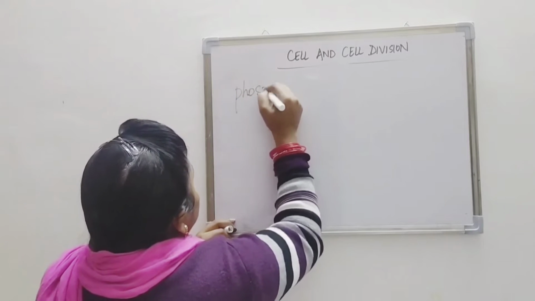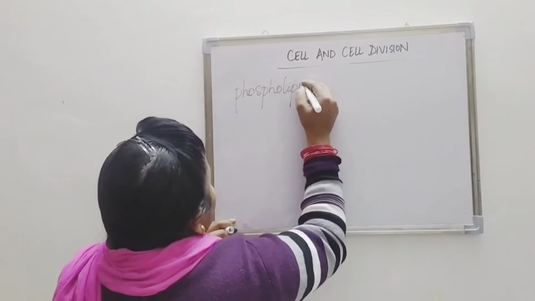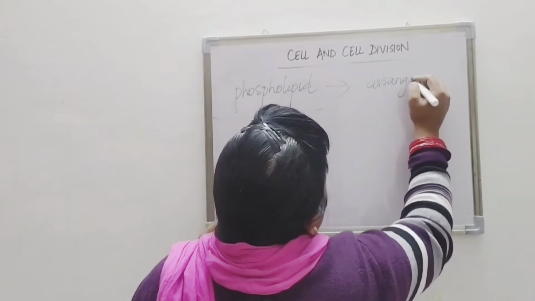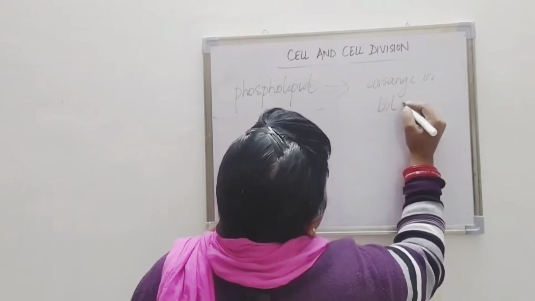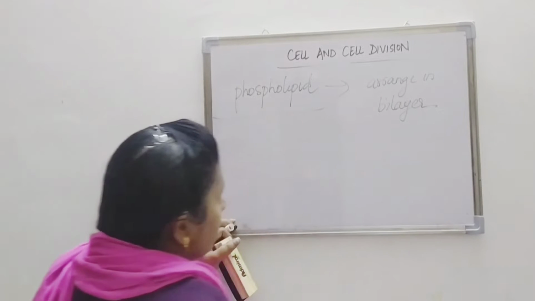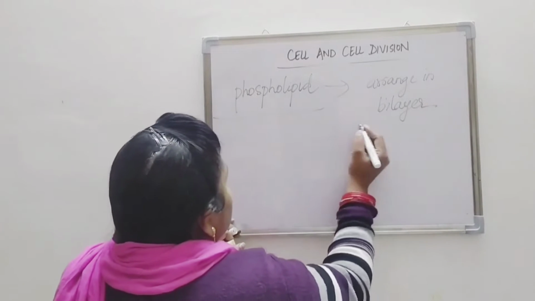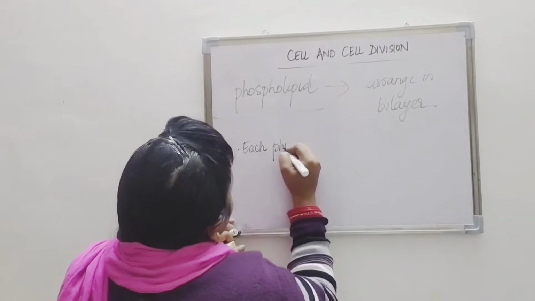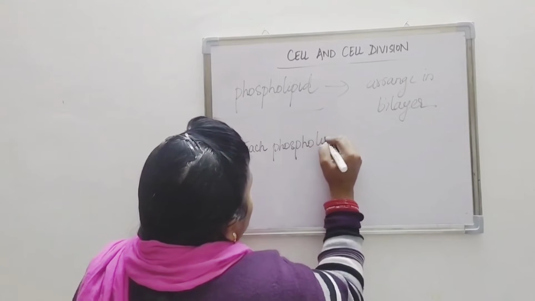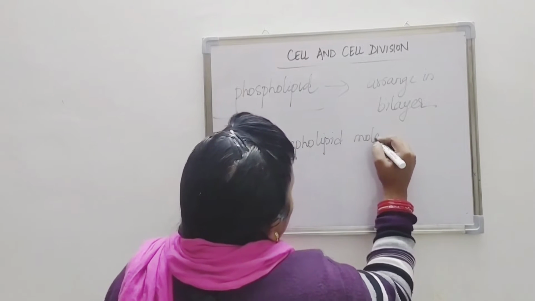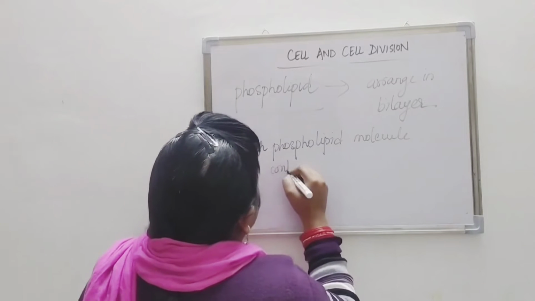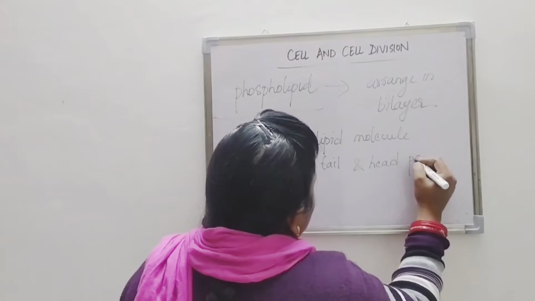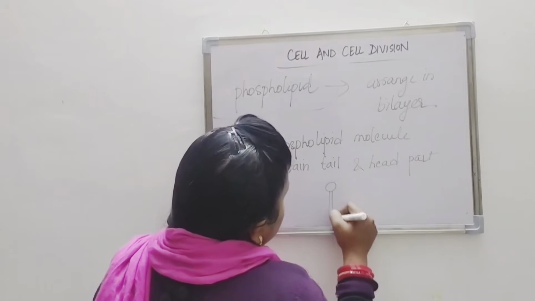Phospholipid. Phospholipid is arranged in a bilayer. It is arranged in two layers inside our plasma membrane. Each phospholipid molecule contains a tail part and a head part. So this is the head part and this is the tail part.